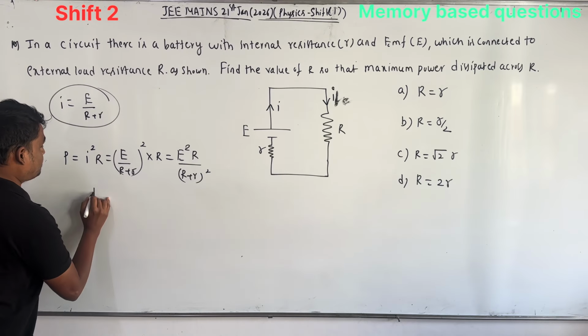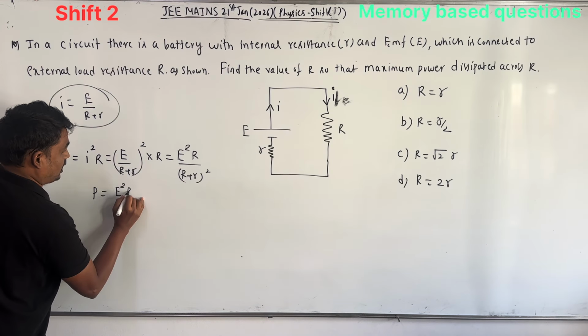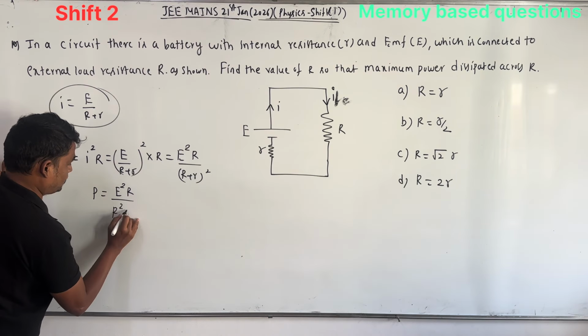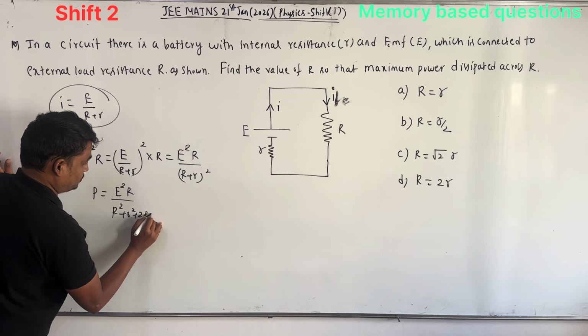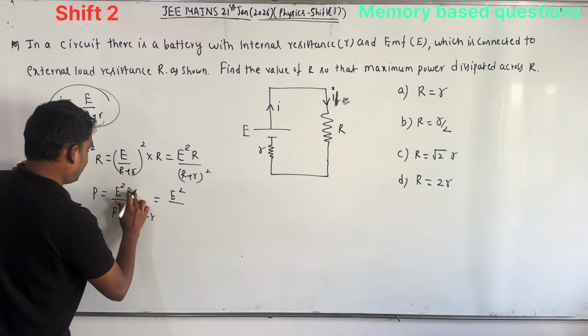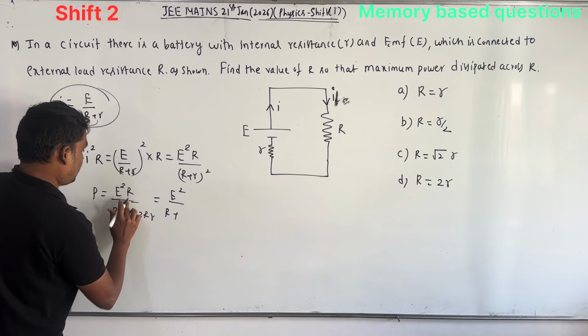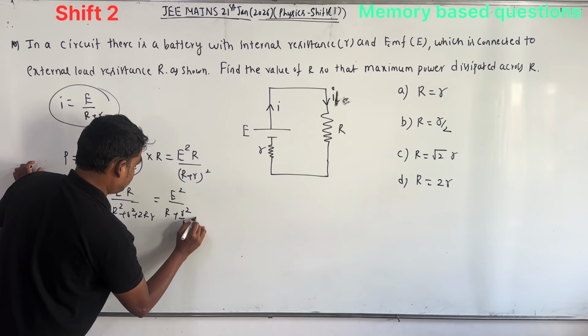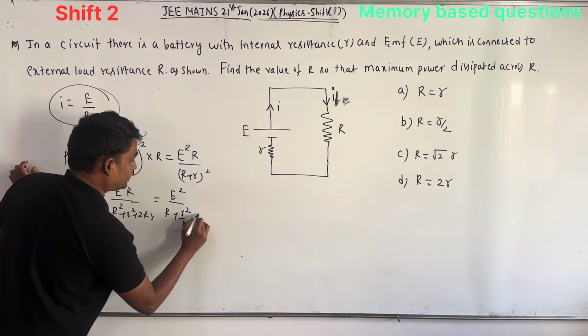So now power equal to E square R over R plus r whole square, (a plus b) whole square is a square plus b square plus 2ab. So now bring this R to here, we get E square by R square by R, plus r square by R, and 2rR by R cancels, we get plus 2r.